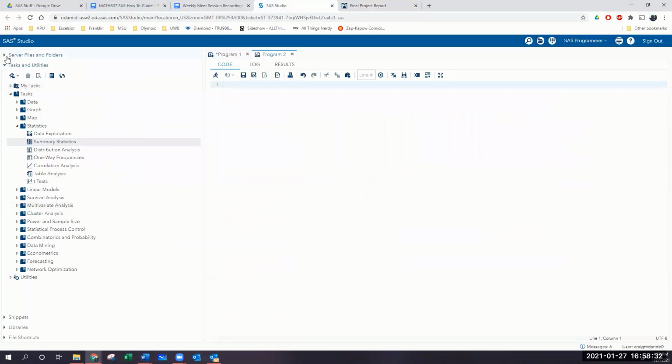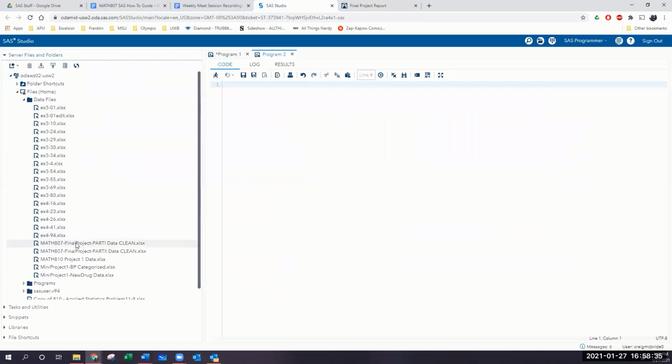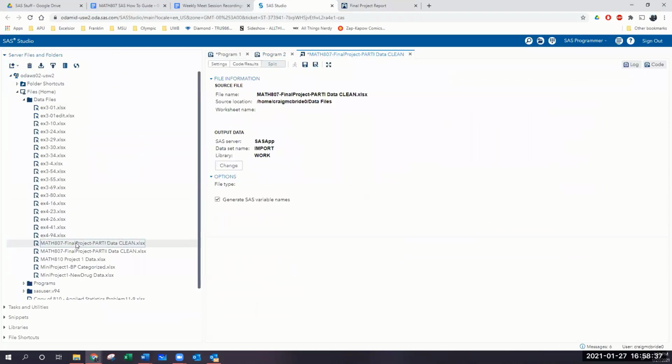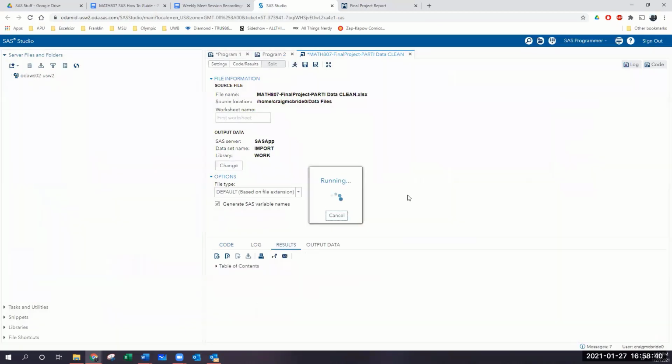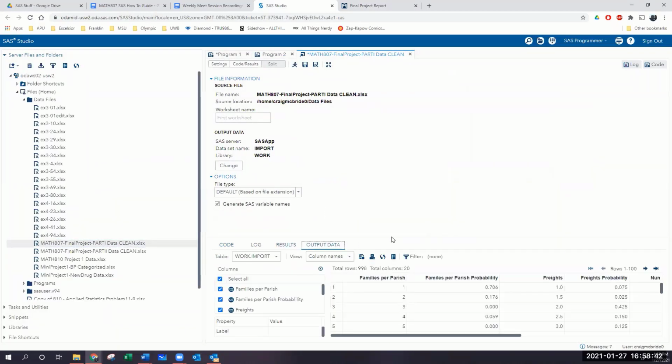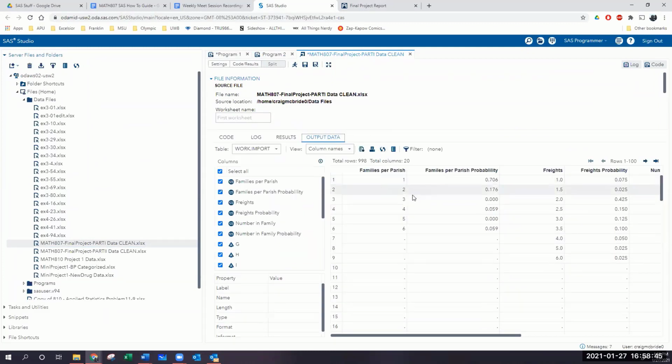So let me get my data so I can show you what I'm talking about. The final project part 1, and run that, and my output data. So you have this random variable, families per parish, and the answers could have been 1 through 6. And then these are the associated probabilities with those answers, right? And then you have freights purchased, and they could buy 1 freight, a freight and a half, 2, 2.5, 3, 3.5, 4. There was no 4.5, and there was no 5.5, so it just goes 4, 5, and 6. And then of course, all of their associated probabilities.